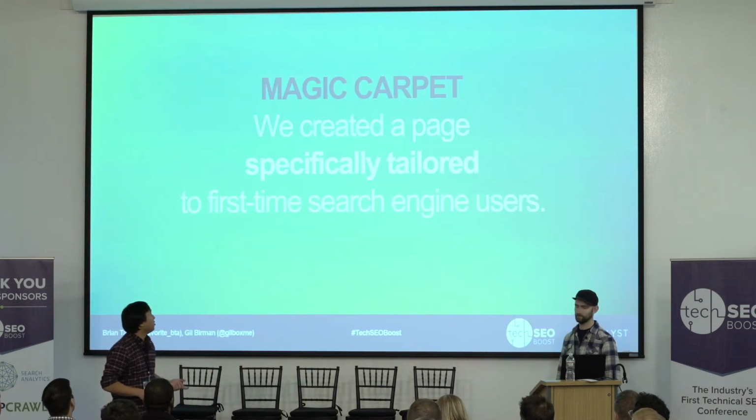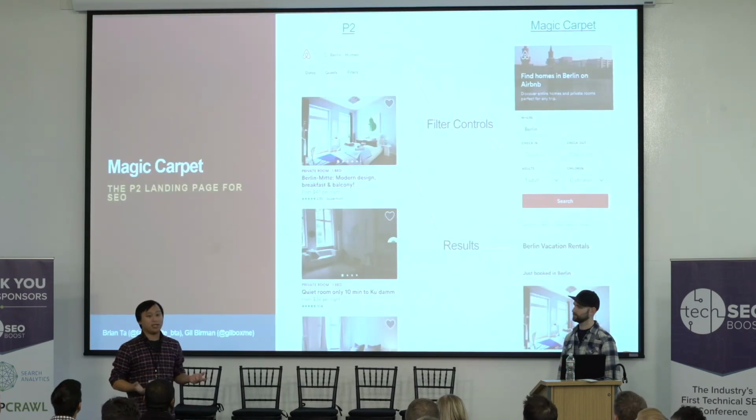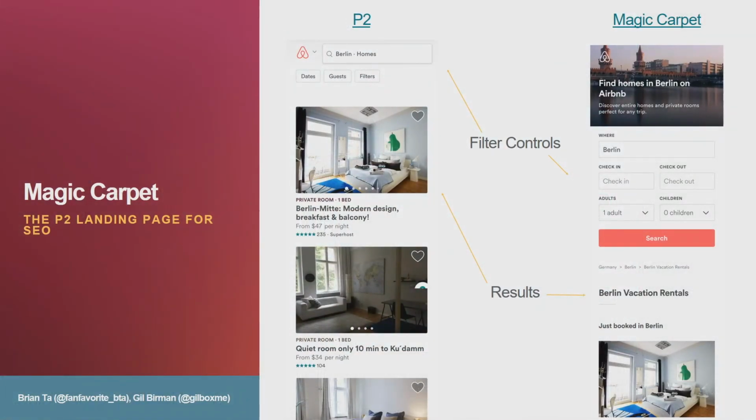With Magic Carpet, we specifically created a page tailored to people coming from search engines and to first-time visitors. At its core, Magic Carpet is very similar to P2. We have the same exact content. You can see on the left and the right, the results are the same. The only difference is we create a very obvious call to action that tells users exactly what they should do when they enter the page.